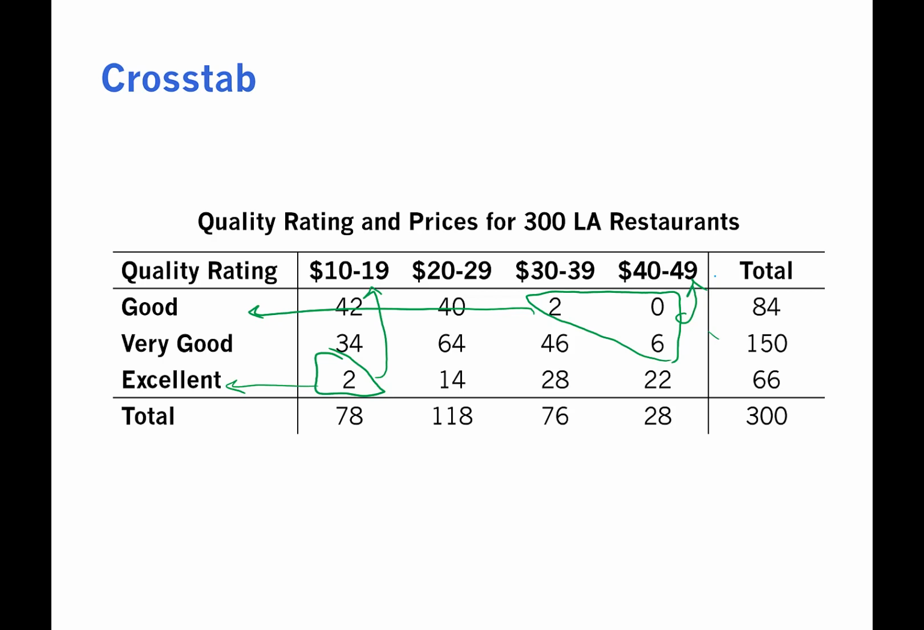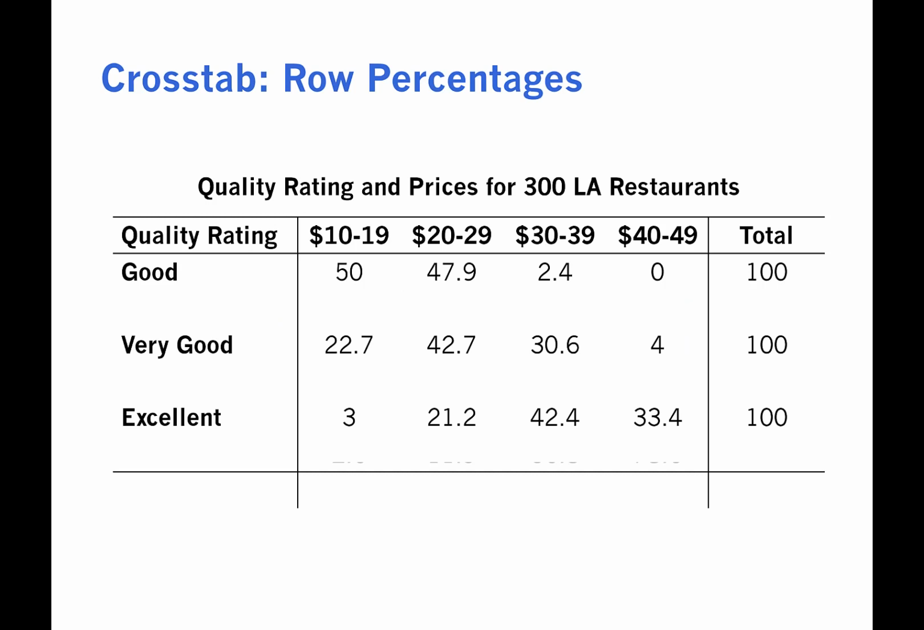And that is, the higher the quality rating is, so as we move from good to very good to excellent, the prices of these restaurants get higher and higher. So there is a positive relationship between these two variables. The better the rating, the higher the prices. Let's now look at the percentages of this distribution instead of just looking at the frequencies. So we're going to do row percentages first.